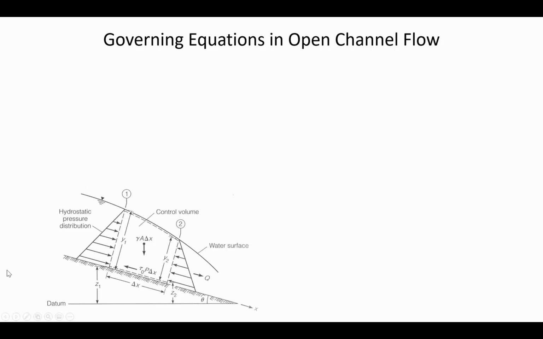And then delta X is some distance between control point 1 and control point 2. So A times delta X essentially gives you the volume of this element of water, and then gamma multiplied by the volume gives us the weight of the water. So that acts downward.